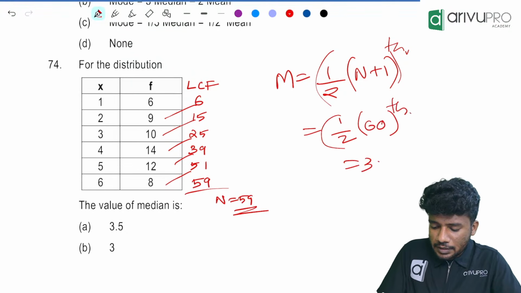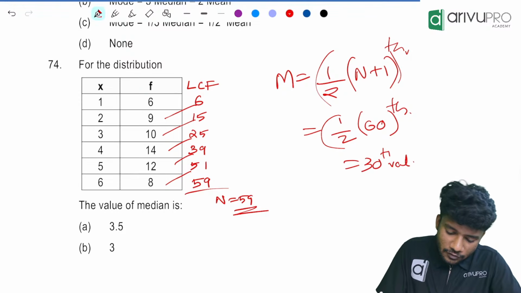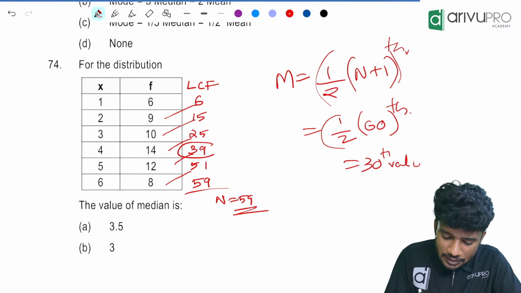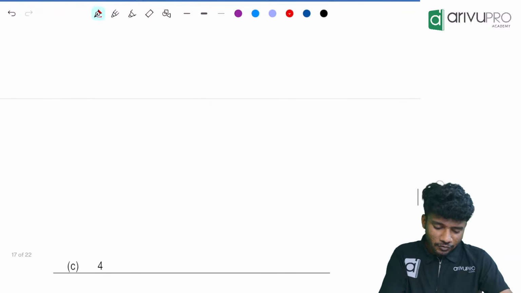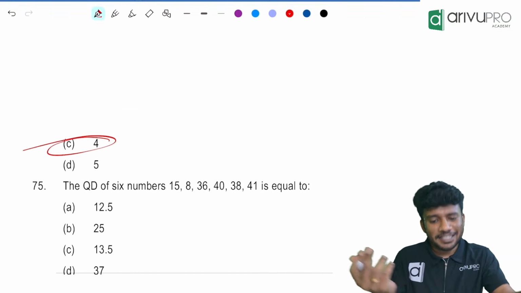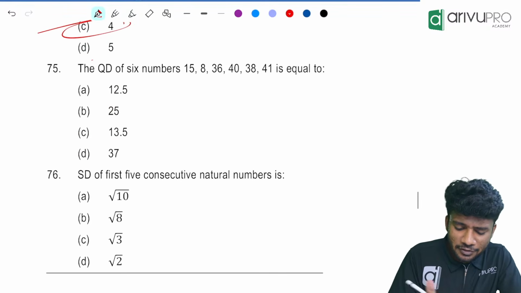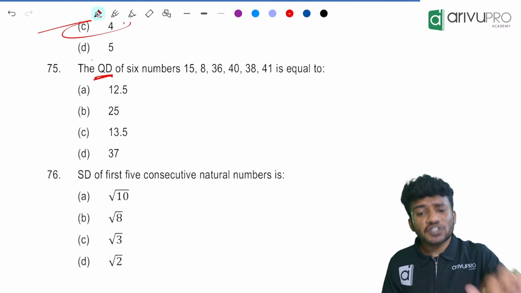That is the 30th value. Which cumulative frequency is just greater than 30? That is 39. So the corresponding x value 4 is your median. Which option is giving you the answer? Option C. Direct one. Now people, we need to find the quartile deviation for 6 numbers.